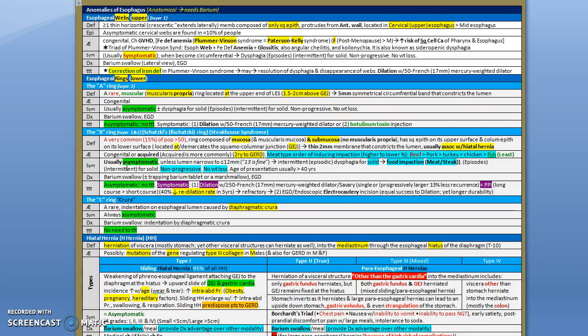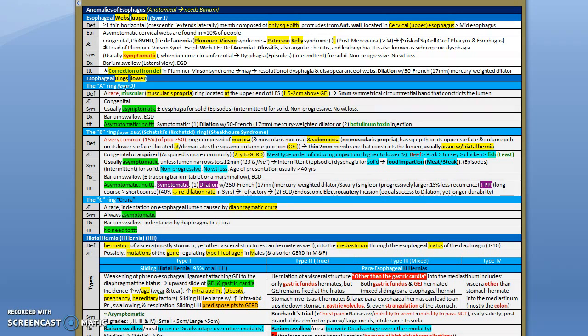Barium swallow also has a very good radiological diagnostic value. If the ring is asymptomatic, you don't need to treat it. If it's symptomatic, you go ahead and dilate and give a PPI. That will also decrease the need of redilatation in the future. If the dilatation didn't work, you can go ahead and use electrocautery incisions and cut the rings.